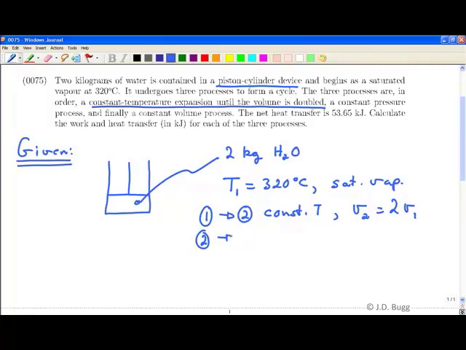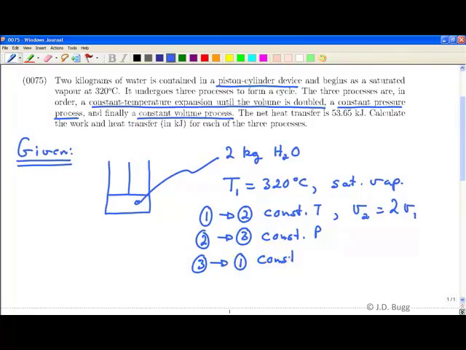2 to 3, in other words, the second process, is constant pressure process. So that's all we know about that, is it's constant pressure. And finally, constant volume. So 3 back to 1. Notice this is a cycle, so it ends up back at the same point as it started. So we use state point 1 as the end of this last process.